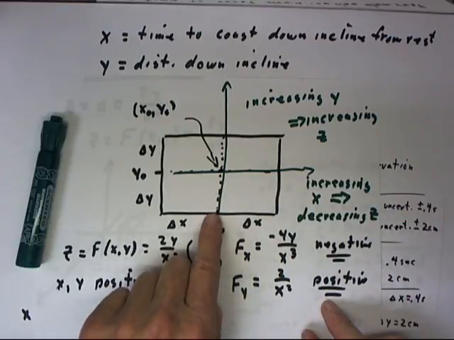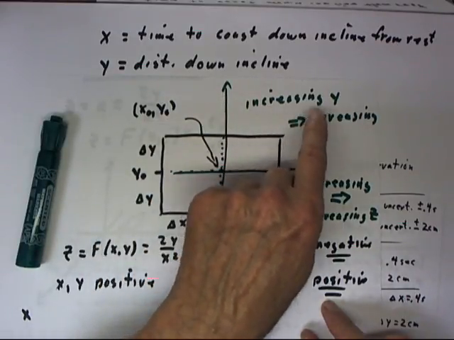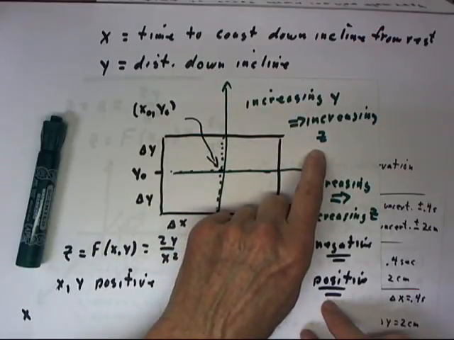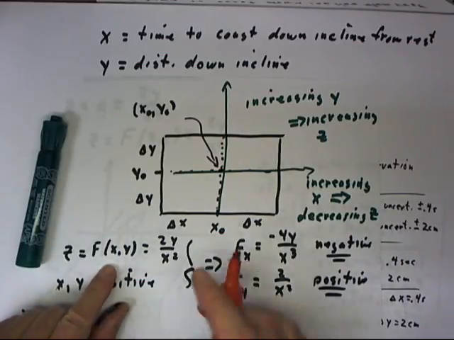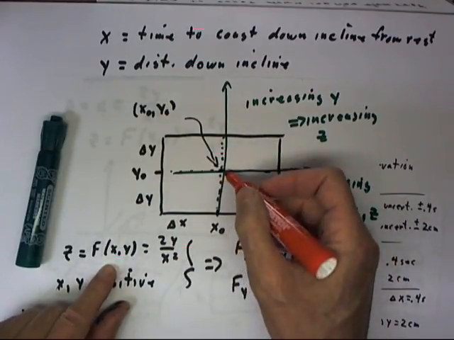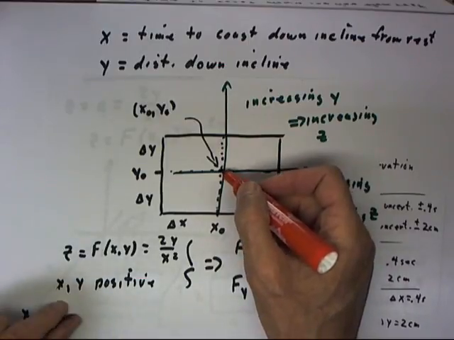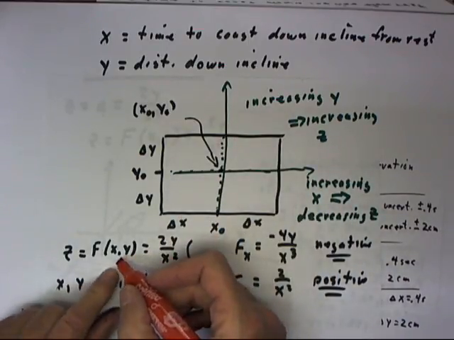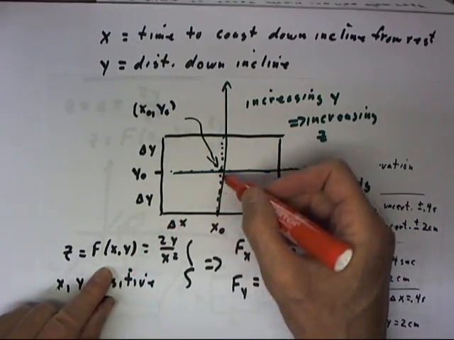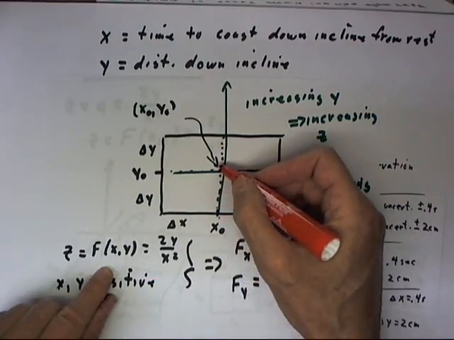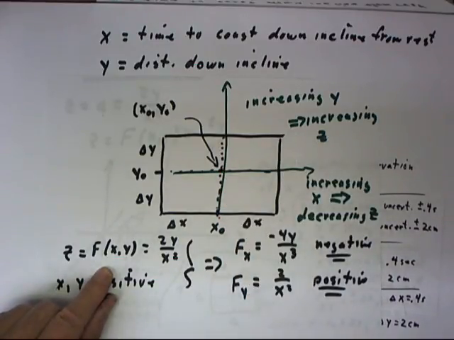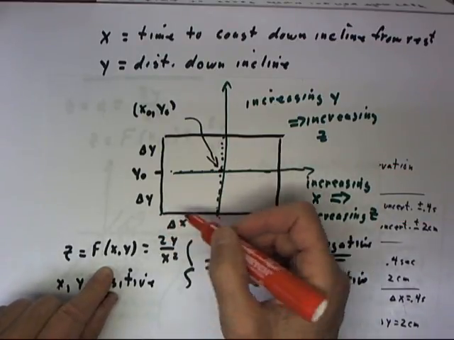f_y is positive, so if we move in the direction of increasing y, we're moving in a direction where z itself is increasing. Now our goal is to find the maximum possible deviation of f of x, y within this region from the value f of x naught, y naught. In other words, where in this region does this z value differ most from the value we would get based on the x naught, y naught observation? Where would the difference be greatest?